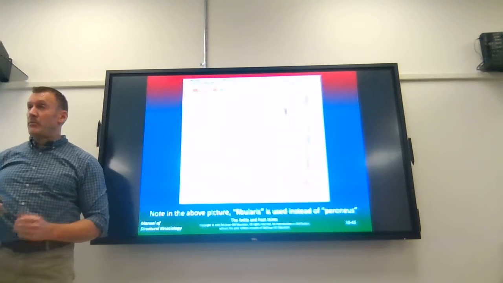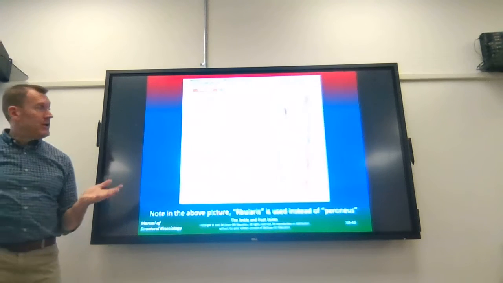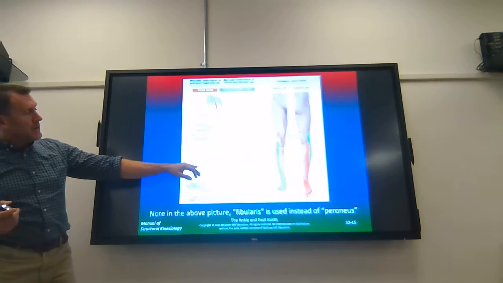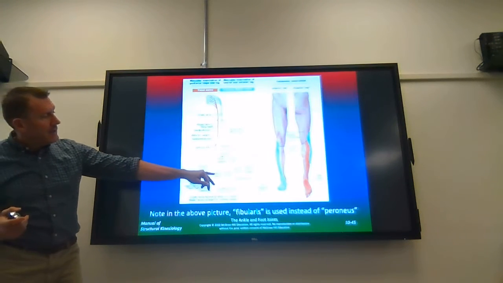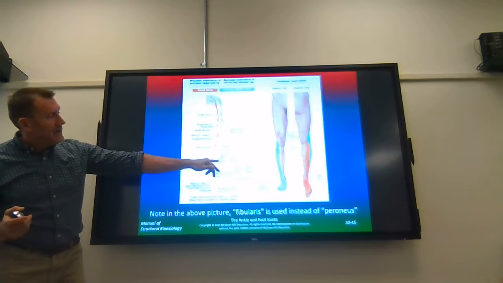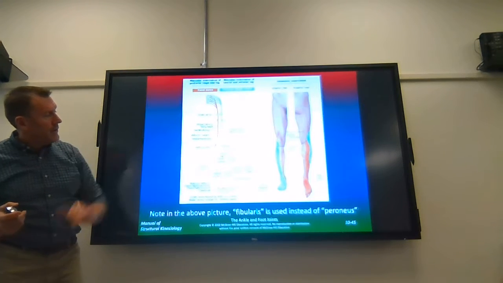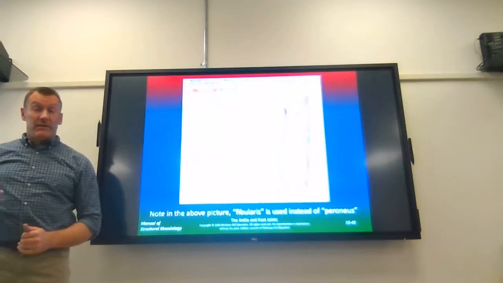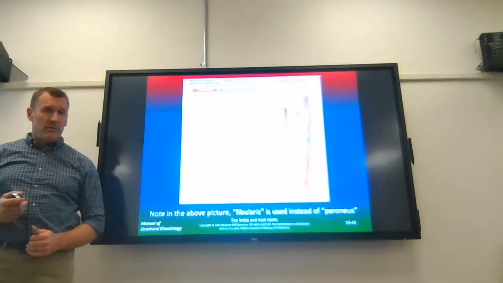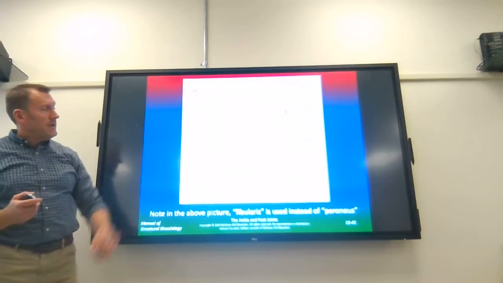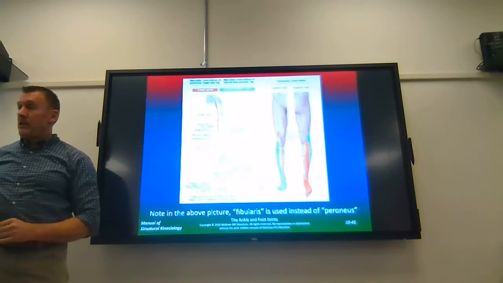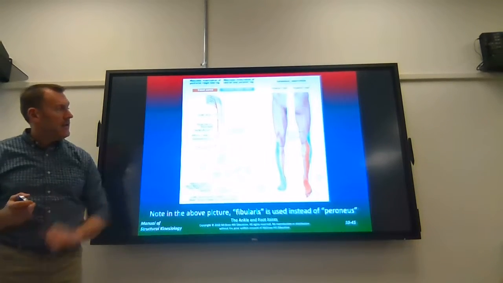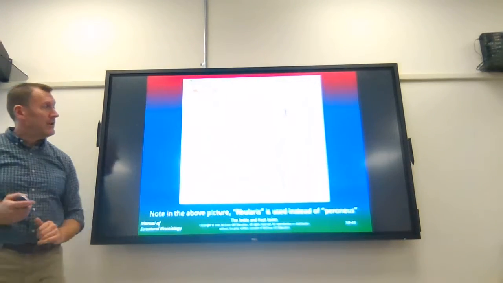Deep posterior compartment, it's still the tibial branch of the sciatic nerve. You've got flexor digitorum longus, flexor hallucis longus, and tibialis posterior. Right there. Okay, so basically, superficial and deep posterior compartment muscles is the tibial nerve. Plantaris is also part of that deep compartment that I left out there. So that's still a tibial nerve.